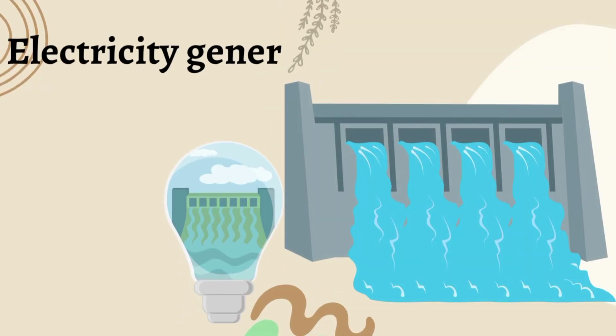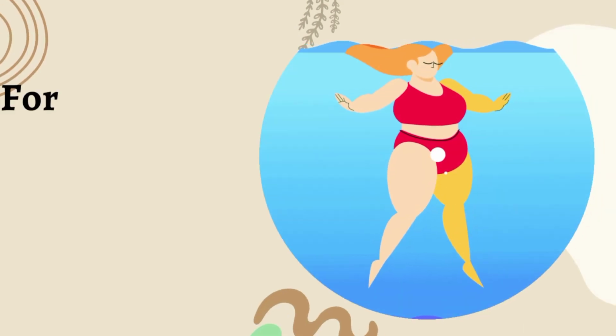Then another use of water in the community is to generate electricity. Water is used to power machines that generate electricity. For example, the Kainji Dam. This dam supplies Nigeria electricity. So water is used to generate the major part of Nigeria's electricity.